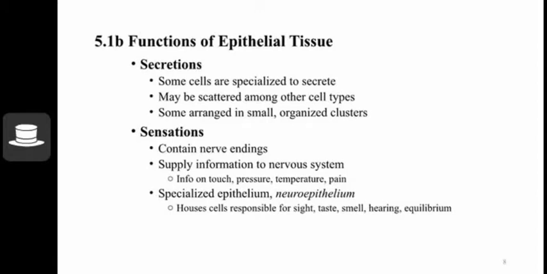Epithelial tissue also has lots of nerve endings, so it's great at picking up sensations, things like touch and pressure, temperature, and pain. And then we also have some epithelial that's very specialized. We call that neuroepithelium, and it houses cells that are responsible for sight, taste, smell, hearing, and equilibrium.